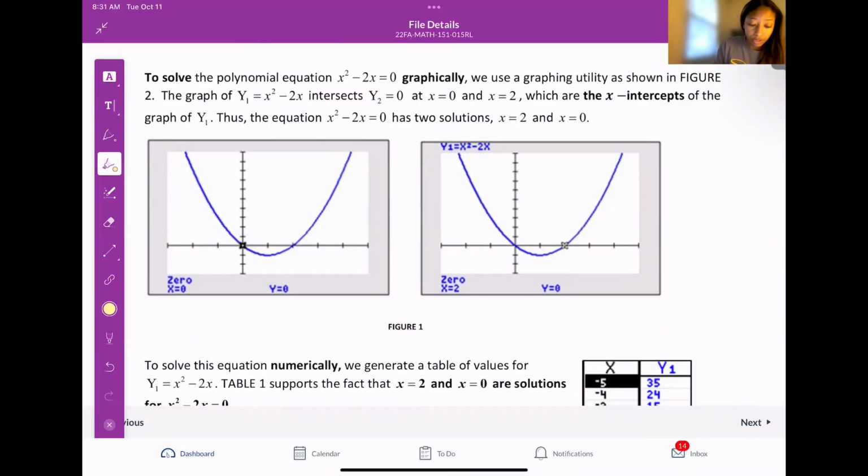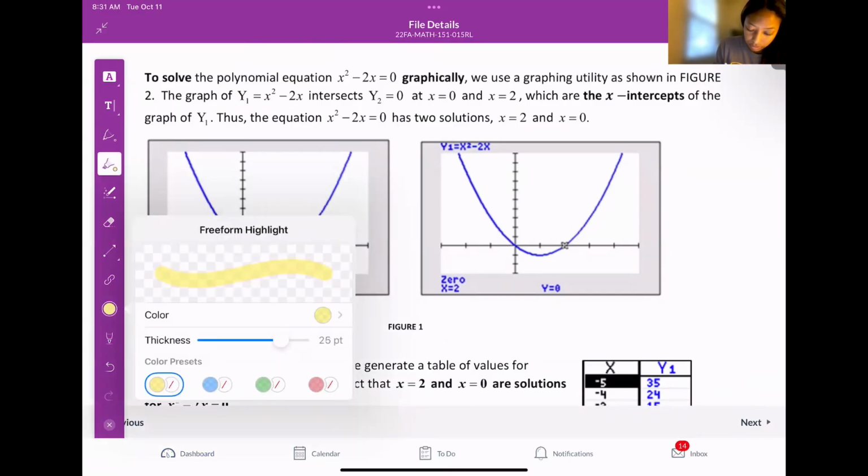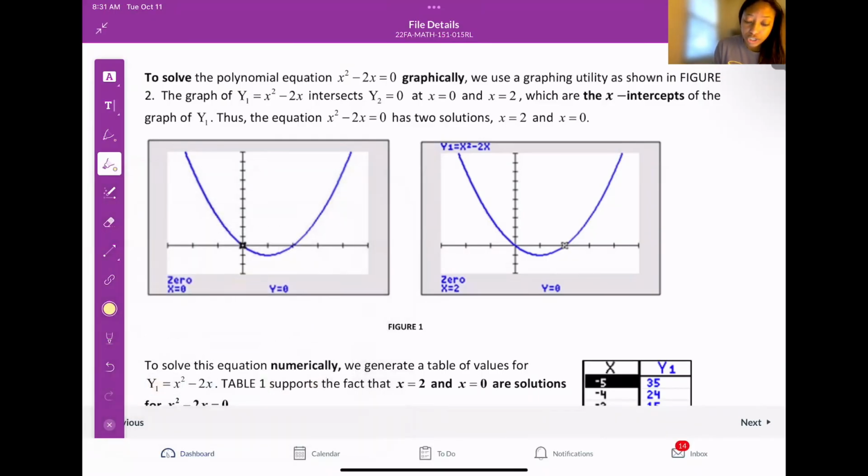Okay, so here we're given the, sorry, let me make this just a little bit smaller. All right, here we're given the polynomial equation x squared minus 2x equals 0. Solving this graphically means we want to know when the function x squared minus 2x equals 0, the output is 0 on the x-axis. So essentially, we're just asked to find the x-intercepts.